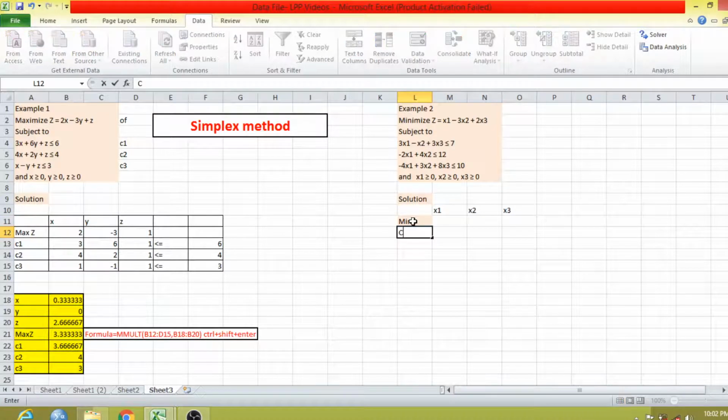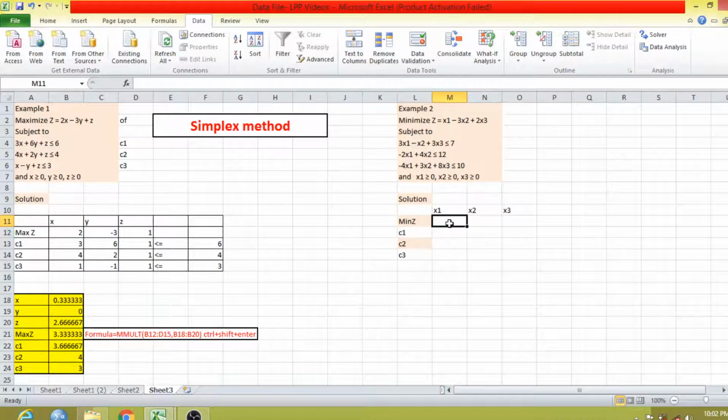Then how many constraints have been given? 1, 2, 3. These are our basic assumptions, so we will not include this. Constraint 1, constraint 2, constraint 3. Now one by one we will put here the coefficient values as per given in the equation.